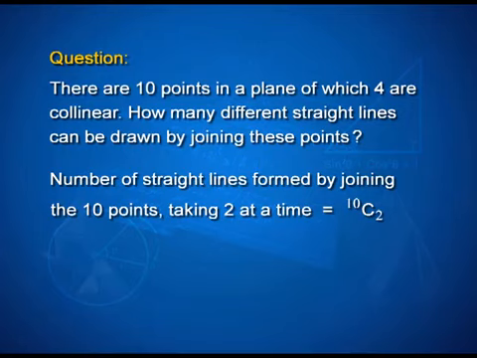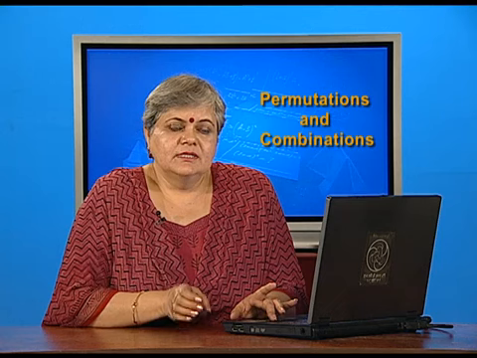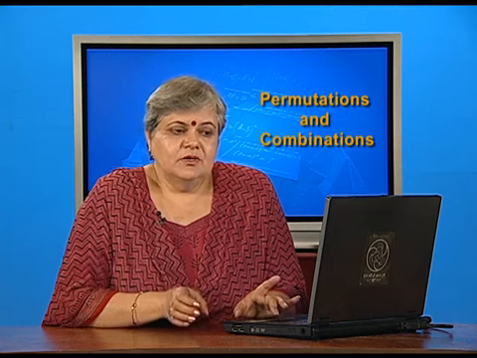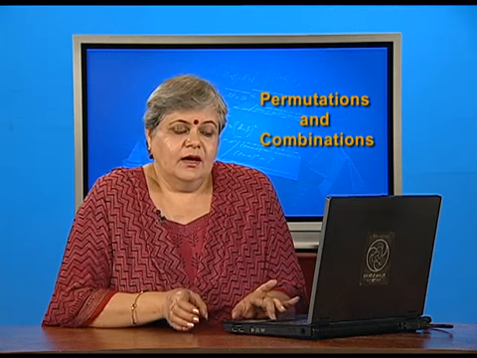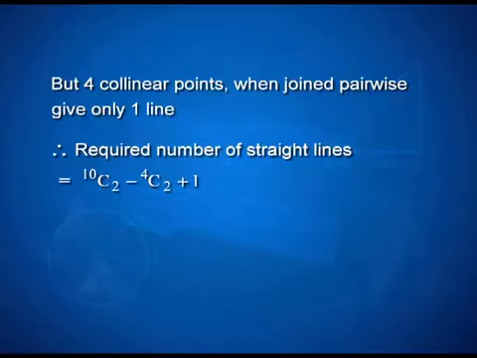What about these 4 points which are collinear? If I take out of these 4 points 2 at a time, the number of lines that I can talk about is 4C2, but then these are all on the same line. So, this is an extra number that I am getting. At the same time, all of these do make one line at least. So, what will be our total counting?